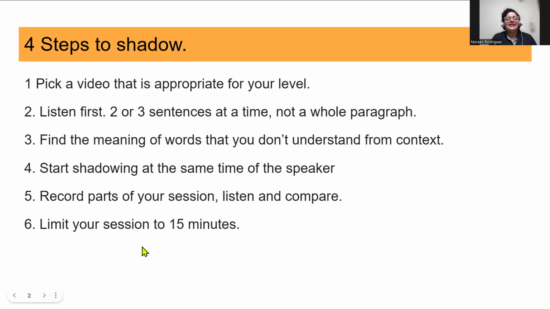And limit your session to 15 minutes. Some people believe that they need to shadow 30 minutes, 40 minutes, an hour. That's too long and honestly very tiring.